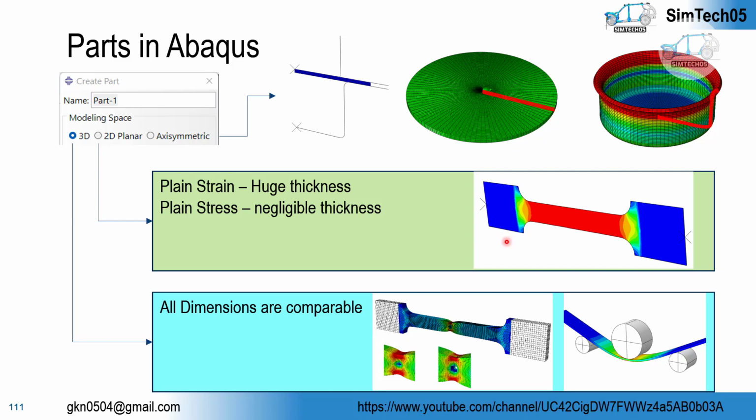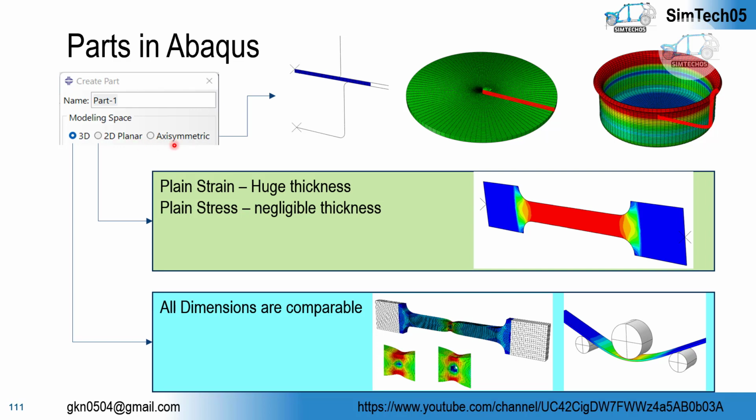So what will happen? Our problem will be simplified. Simply here we may have 10 elements along the thickness direction, and assume in one layer we have 100 elements. So 100 into 10, 1000 elements, and here only the 100 elements will be able to generate results with the same accuracy. So we simplified our problem. Okay, that's why we have to choose our modeling space very carefully. If we can utilize the 2D planar or axisymmetric options, then we have to apply them.